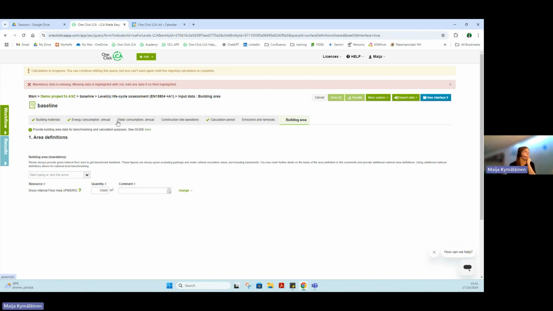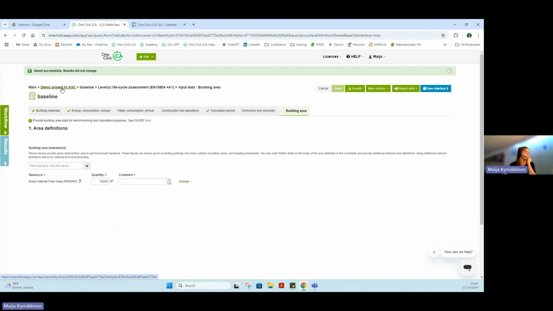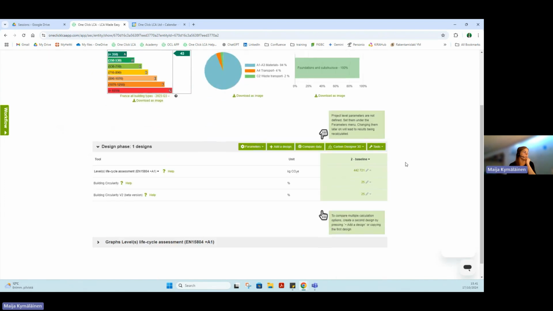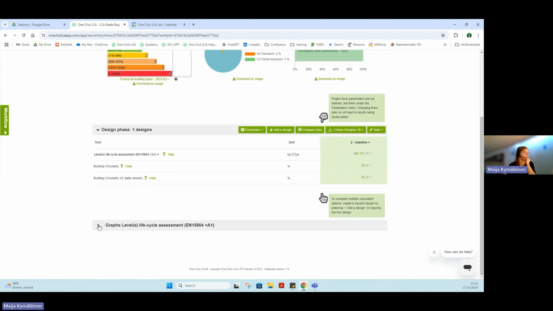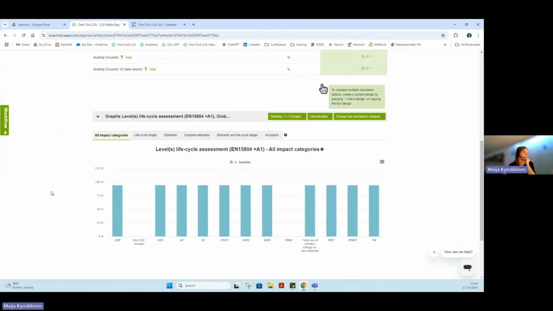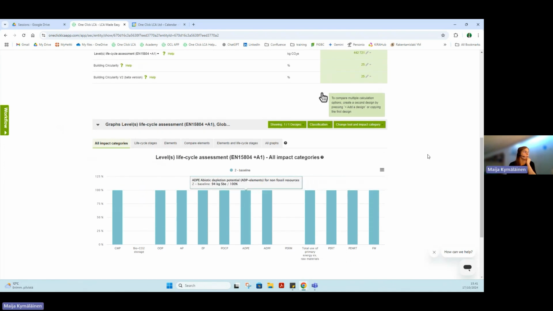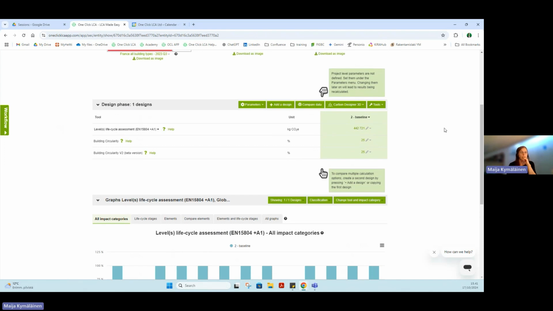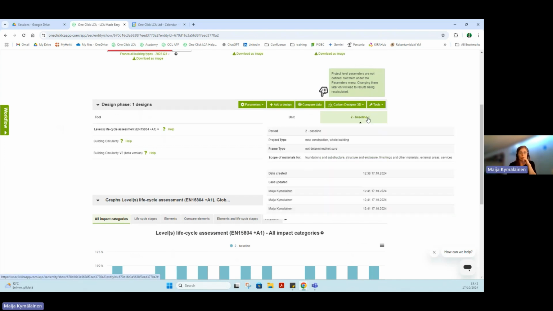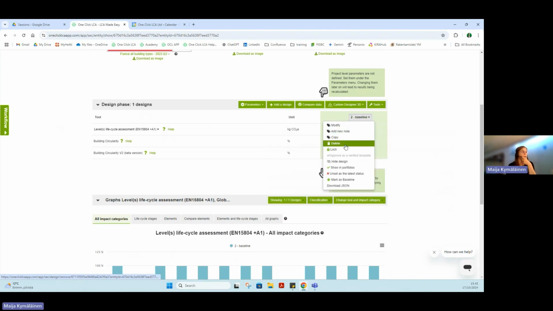Okay. And then once we have saved, we can go back to the project main page. Now on the project main page, we can click this graph and it actually gives us results. So what we can do now is start optimizing. It appears that we can actually use this kind of concrete that has some recycled content.